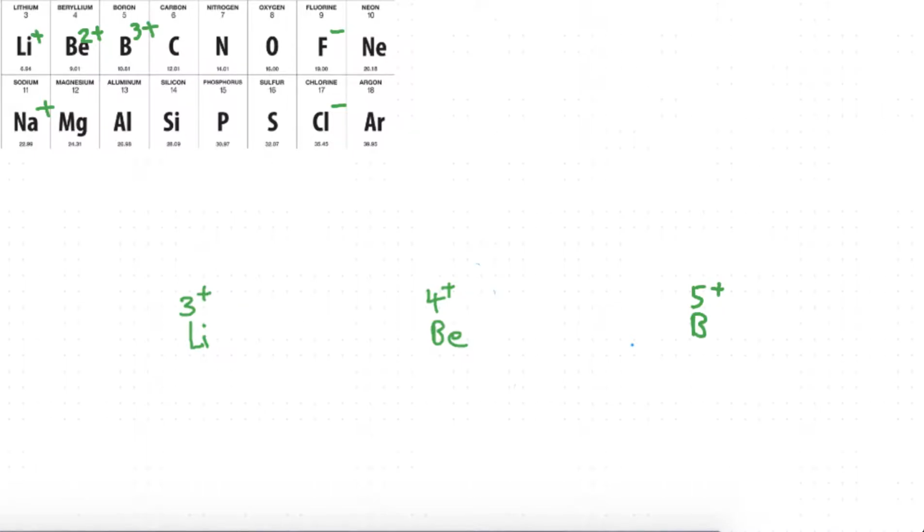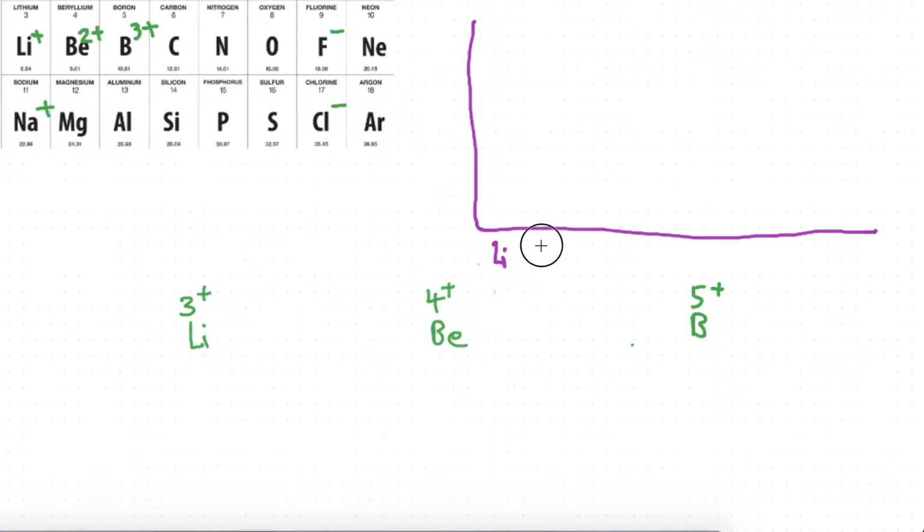Okay, so I'm going to display this information on this graph. On this graph, I'm going to label lithium, beryllium, boron, carbon, nitrogen, oxygen, fluorine, neon. On the y-axis, we're going to call this the ionic size. So let's say lithium, beryllium, boron has this decrease in ionic size across the 3 of them. Let's look at nitrogen, oxygen, and fluorine.